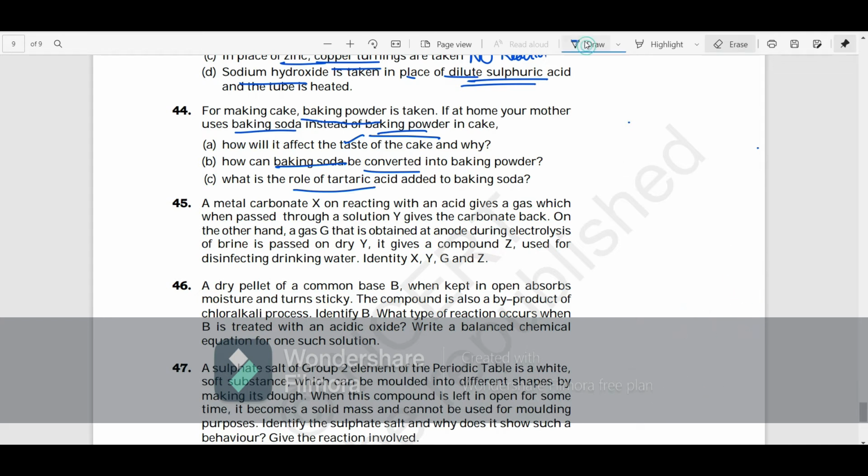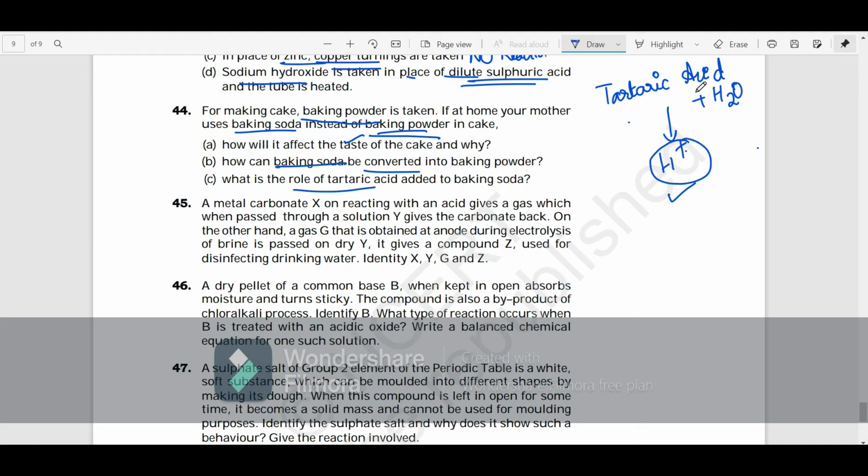But let's see. In tartaric acid, whatever formula it has, because it's an acid, it will have H plus ions, right? How will this H plus ion be formed? On adding some water, it will dissociate to give the respective ions in the aqueous solution, so it gave H plus.